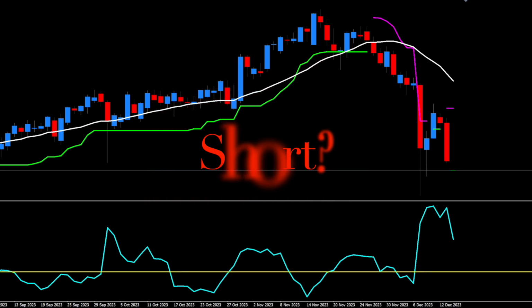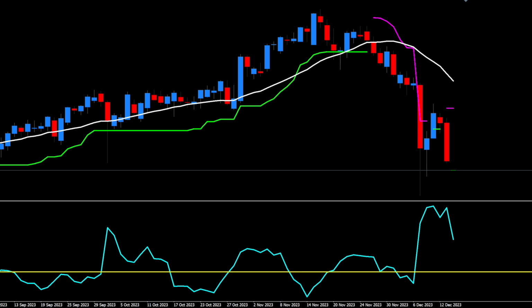Alrighty, we're still short according to our baseline, and we've got plenty of volatility. If your confirmation indicators are in agreement with your baseline, then it's a new short continuation trade. Let's see what happens now.